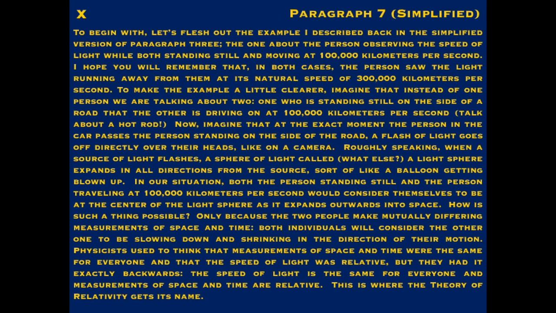How is such a thing possible? Only because the two people make mutually differing measurements of space and time. Both individuals will consider the other one to be slowing down and shrinking in the direction of their motion. Physicists used to think that measurements of space and time were the same for everyone, and that the speed of light was relative. But they had it exactly backwards. The speed of light is the same for everyone, and measurements of space and time are relative. This is where the theory of relativity gets its name.